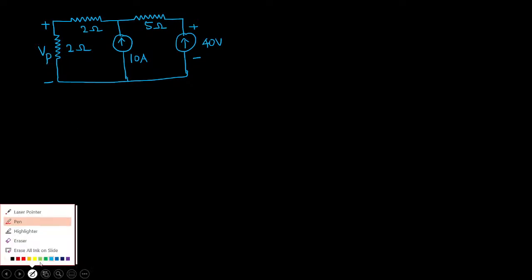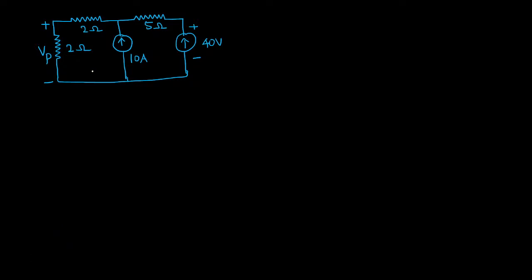Okay, now the question is, they kept Vp here, and we have to identify the value of Vp. That is the question. Okay, take the question now. This is the given question, 2 ohm and this is 3 ohm, I hope, and this is 10 ampere, 5 ohm, 10. Yes, that's all. Now the question is, identify the value of Vp. See how easy this question is, right?